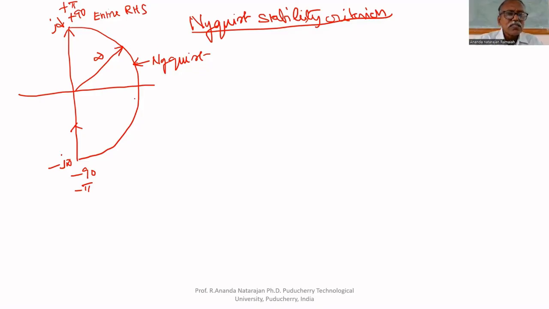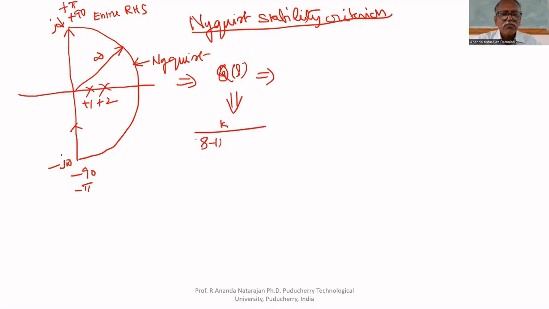This contour is mapped on Q of S. You will get a plot. Suppose Q of S is like this, with two poles on the right hand side, that is plus 1 and plus 2. That is, Q of S is K upon S minus 1 and S minus 2.